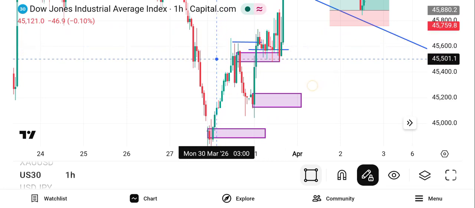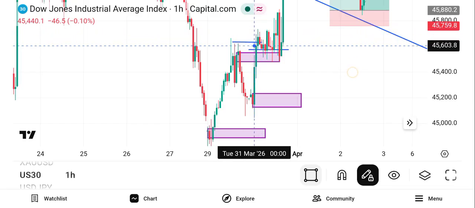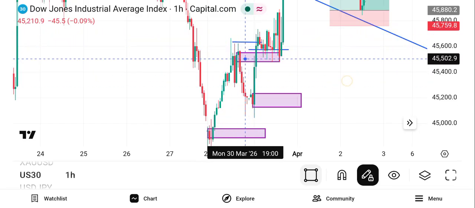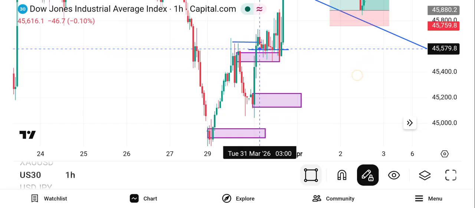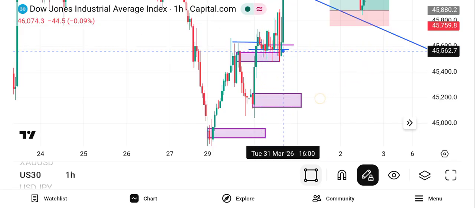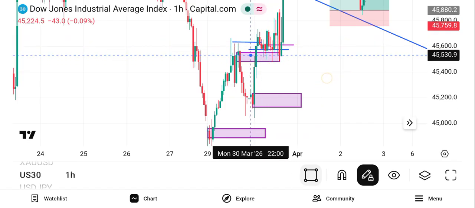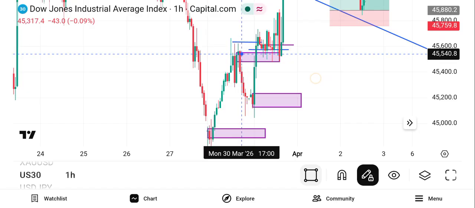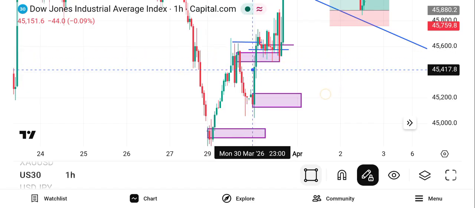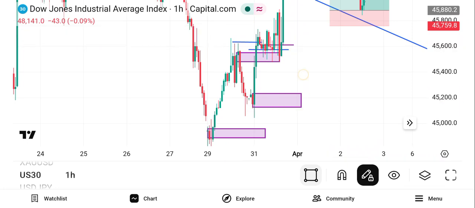Then we wait for inducement. After this bullish candle that broke above this level, you can see there is a bearish candlestick here that pulled back, which gives us our inducement. This is our inducement here. Then we choose the point of interest that is unmitigated. Let me delete this so that I don't get confused.